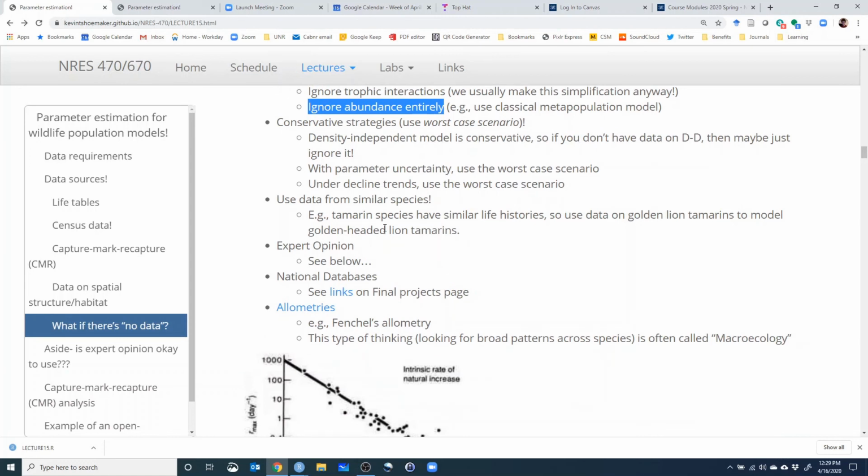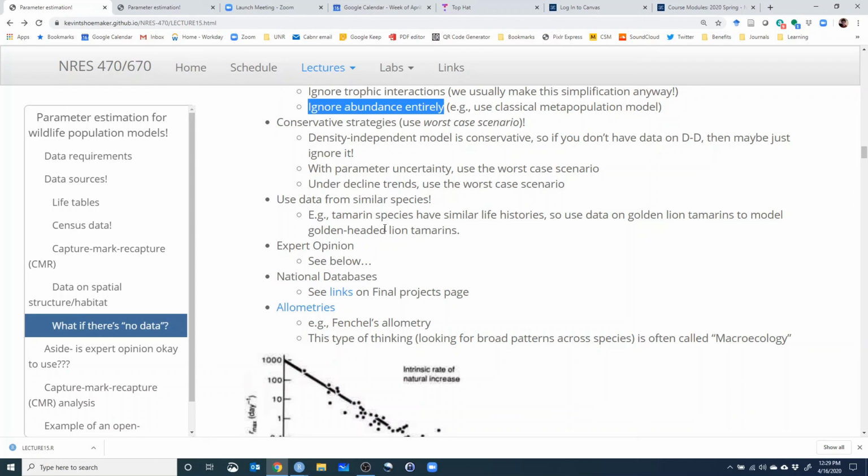Sometimes we just want to use a conservative strategy. A conservative strategy often means just take the worst case scenario, because sometimes we're just interested in knowing the extinction risk for a population, and we don't really know the parameter estimates fully, but we do have some lower limits of the worst case scenario. And maybe we want to present those because we want to know, well, in the worst case, what's our extinction risk, right?